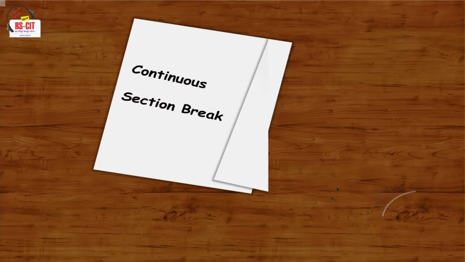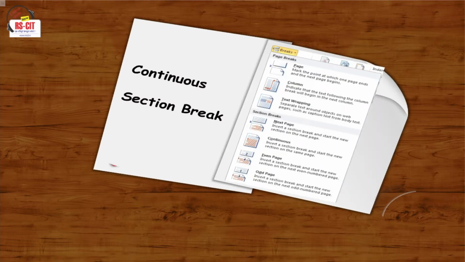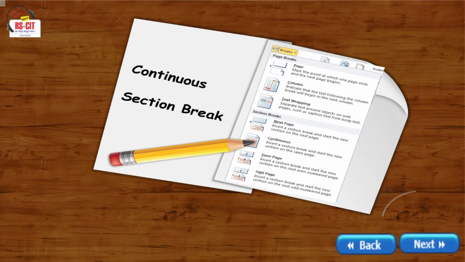Continuous section break. A continuous section break doesn't start a new page, so you can actually have several breaks on the same page. You would use a continuous break if you wanted different kinds of formatting on the same page. For example, one section of the page displaying in 2 columns and the rest in one.